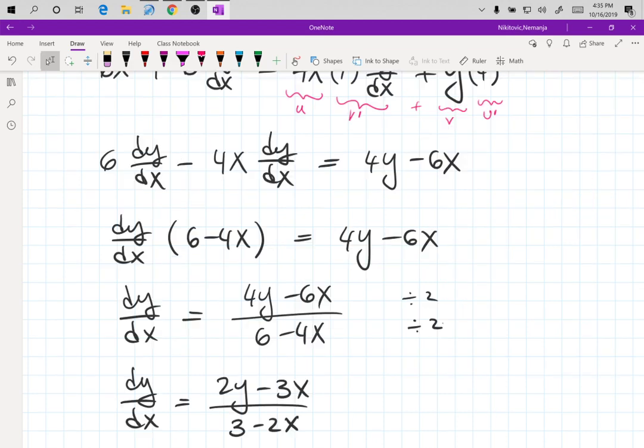Let's take a look at that problem that I gave up there. y sine y equals x plus 1. Derivative with respect to x.